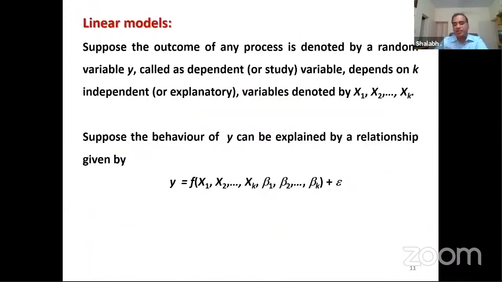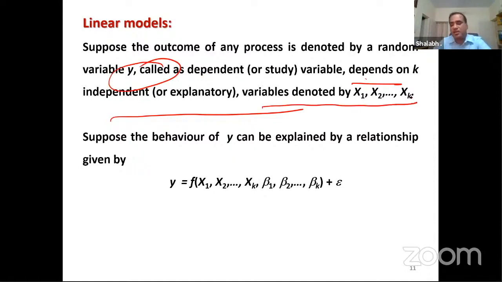So now let us try to understand how we can develop the regression analysis for the linear model. We simply assume that there is a process in which there is an outcome, and this outcome depends on a couple of independent variables. So I indicate this outcome by a random variable y, which depends on, say, k independent variables, or k explanatory variables, indicated by x1, x2, ..., xk.